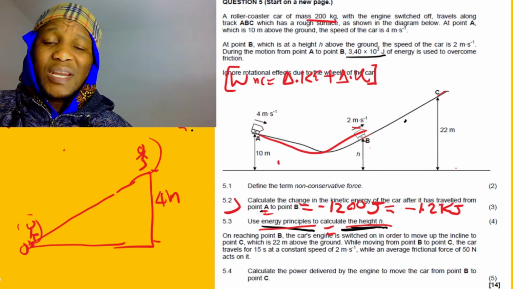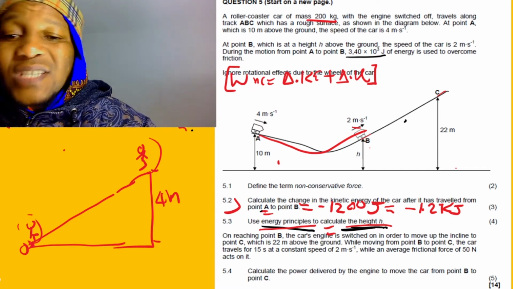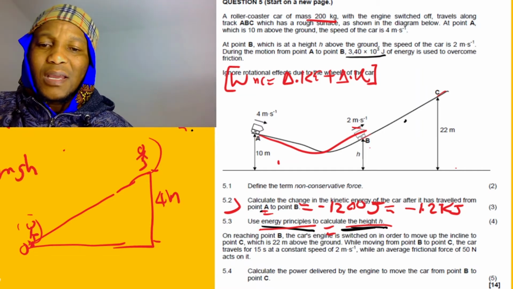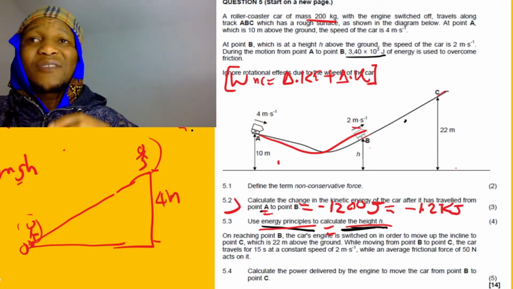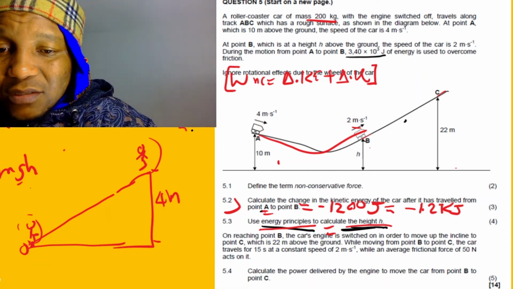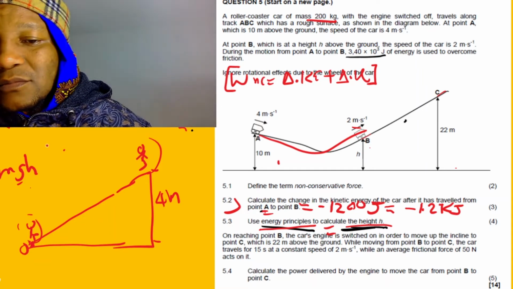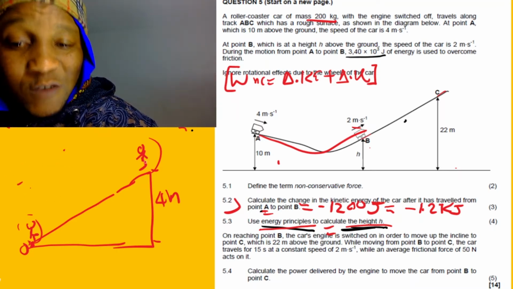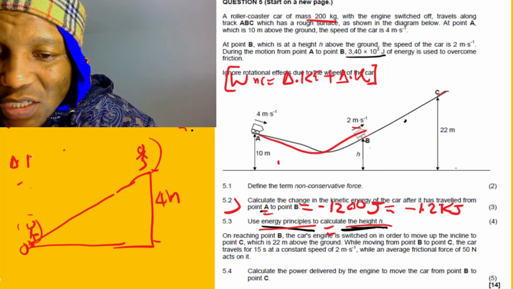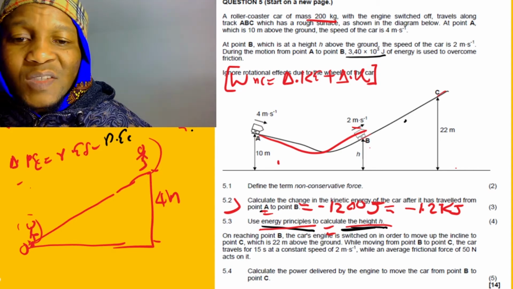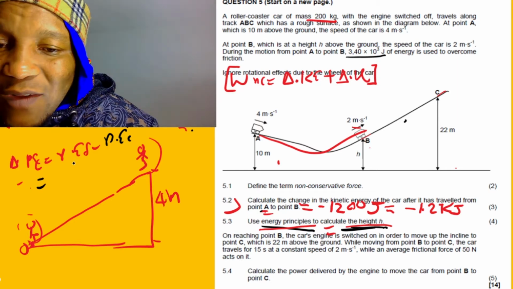So then let's find the potential energy change. Potential energy equals mgh: mass times gravity times height. Gravity is 9.8. Change in potential energy means potential energy final minus potential energy initial. So let's find the change in potential energy of Sbongile Nkosi. Change in potential energy equals potential energy final minus potential energy initial. So potential energy final means mgh.